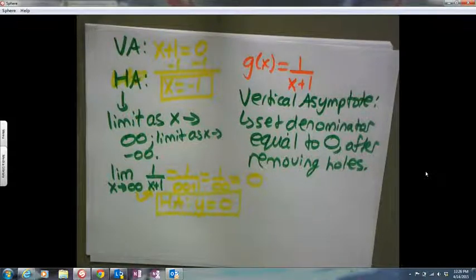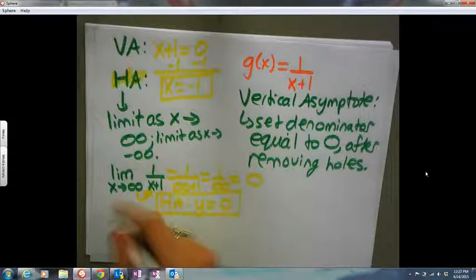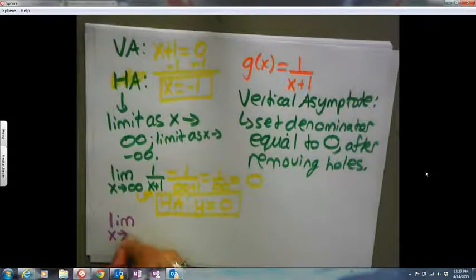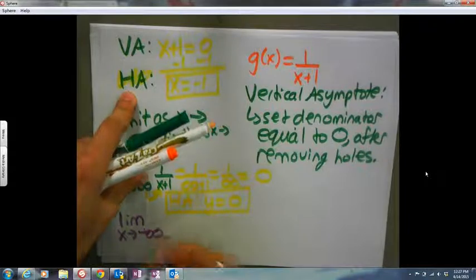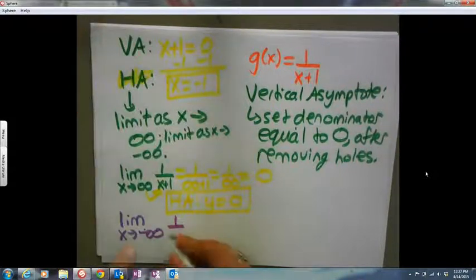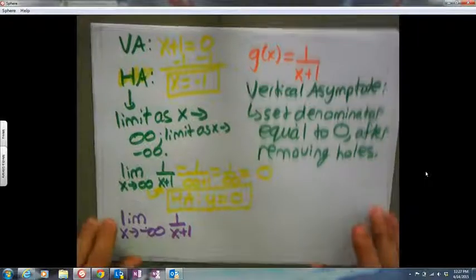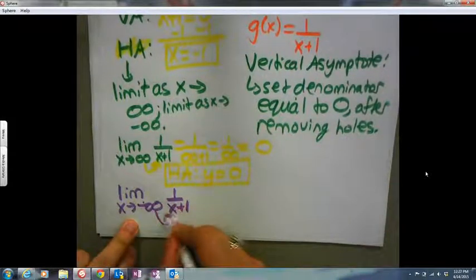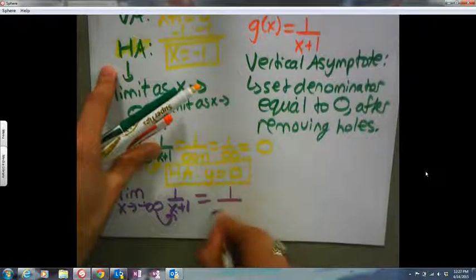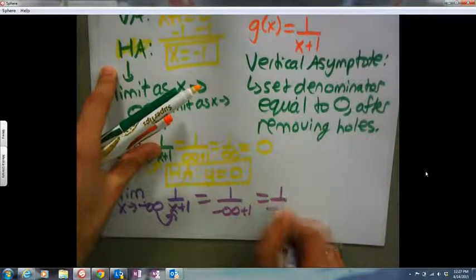Because horizontal asymptote is what happens at positive infinity. Now, got to check what happens at negative infinity. Might be the same, might be different. Need to check. Let's go ahead and do that. Need to check now, limit as x goes to negative infinity, 1 over x plus 1. Plug in. So we have 1 over negative infinity plus 1, 1 over negative infinity, which is 0.